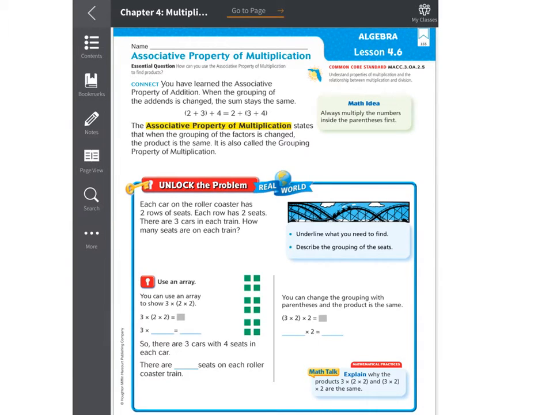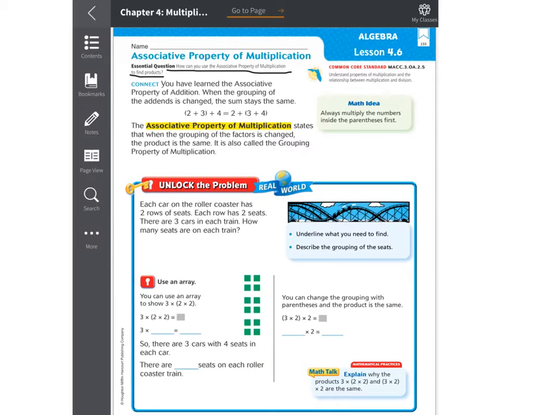Today we're going to learn about the associative property of multiplication. Our essential question for tonight is, how can you use the associative property of multiplication to find products? Remember, products are the answer to multiplication problems. We're going to connect or think about what we've learned before.